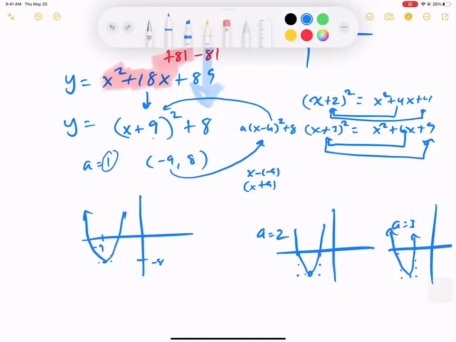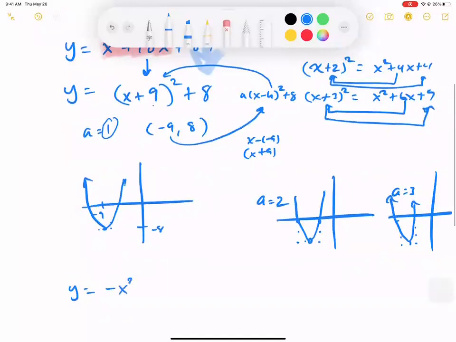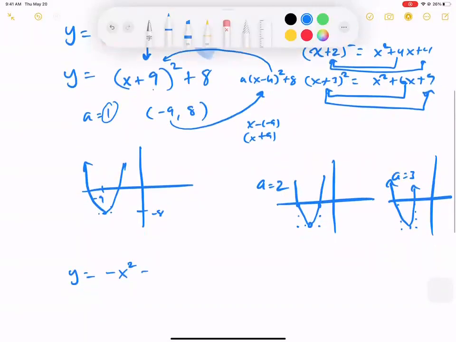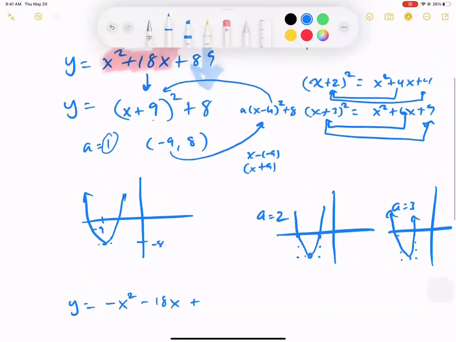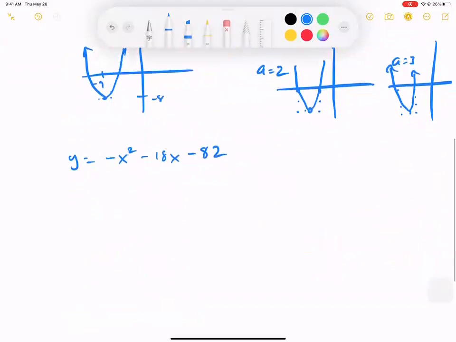Okay, so from here we went and talked about negative problems. What if there's a negative in front? Well, we can do the same exact problem that we looked at here, and I'm going to spin this around. So I'm going to say y is equal to negative x squared, let's say minus 18x. I'm going to give myself a third number. Say it's going to be plus, no, let's do minus 82, okay? So you can see here that this doesn't follow our simple x squared scheme.